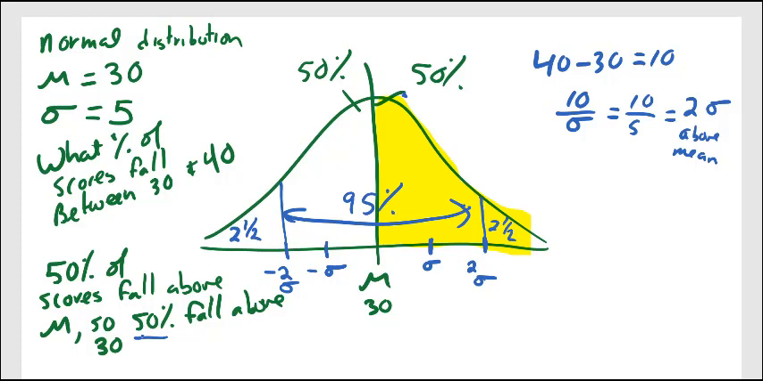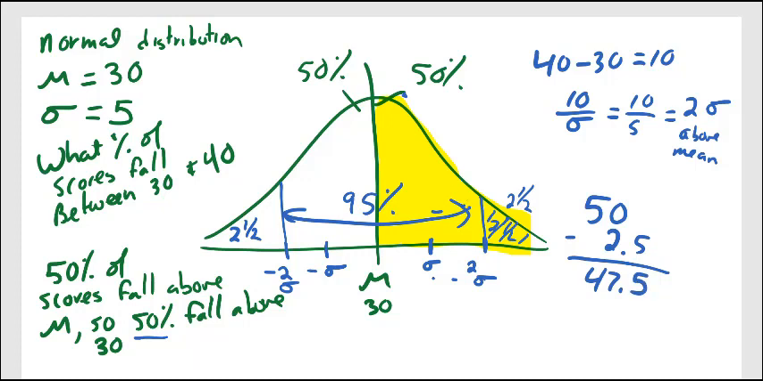So if I want to know what percent of scores fall between 30 and 40, I can think about, I'm not interested in this area right here, which I know is 2.5%. So I want, of this 50%, I want all but this 2.5%. So I'm going to take 50% minus 2.5%, and that'll give me 47.5%. Sorry, let me fix that.